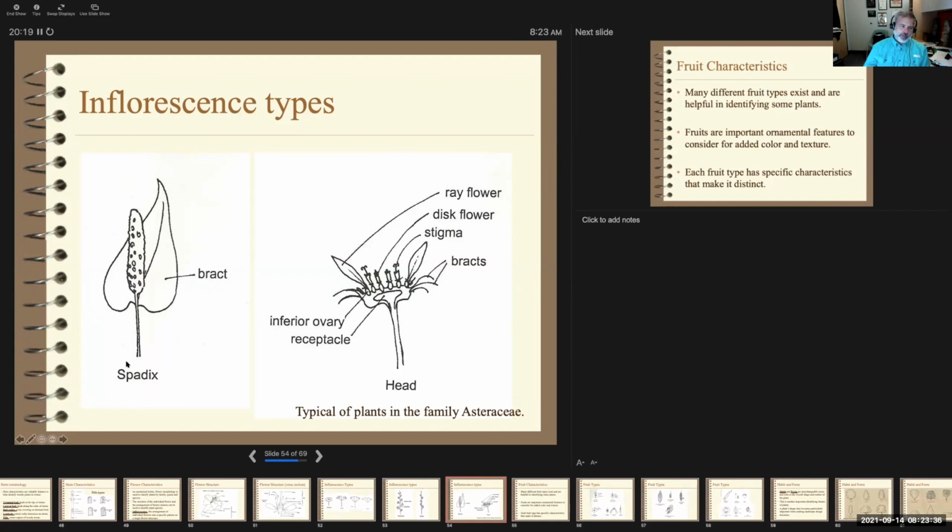Here's an example. You might be familiar with this if you know the houseplant peace lily. We call this a spathe and spadix. But different parts of the flower here help you kind of understand those a little bit.